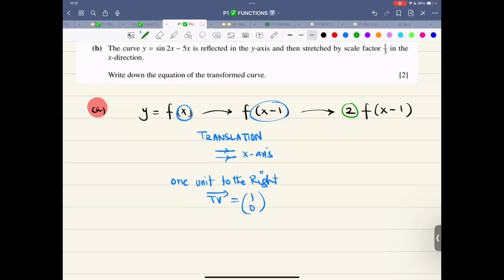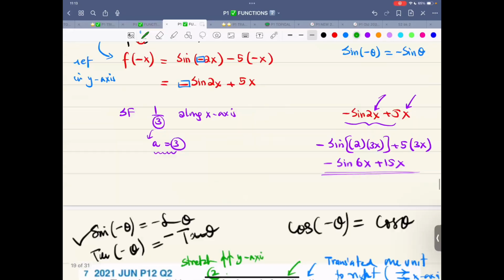This 2 over here. And then there is a stretch parallel to the y-axis. And whatever is written, that is the scale factor. k comes out to be 2. That's right over here. All good, all clear?